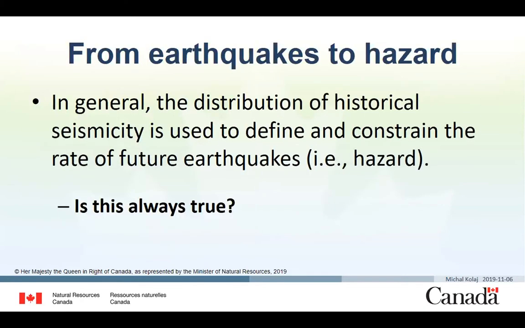So I've mentioned that we take our viewpoint of historical seismicity, we define seismic sources, and we use that to quantify future earthquakes. But is this always true? Can we use present-day seismicity to say something about future seismicity?